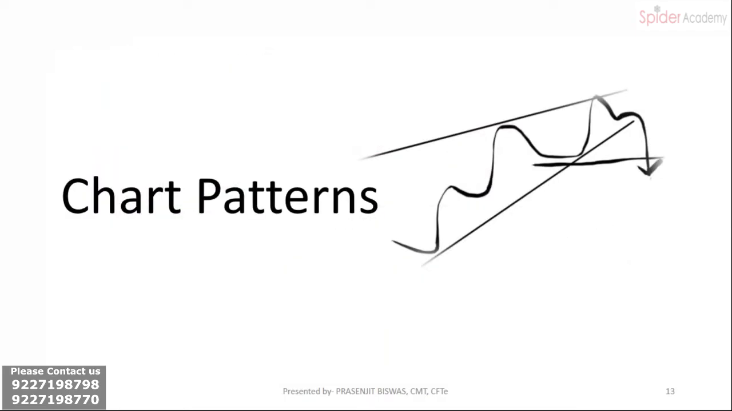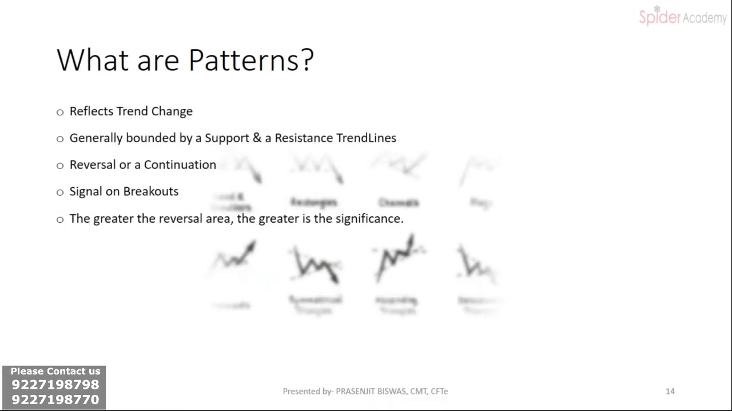And so with this, I will move on to the section of patterns, and we'll look at what types of patterns there are. So what is a pattern? Basically, a pattern is just a geometrical shape which reflects the trading behavior of the market participants. It is generally bounded by a support and a resistance trend line, two lines confining the price movement, and if it takes a certain geometrical shape, then we call that a pattern. Patterns could be either a reversal or a continuation, and the signals are generally taken on the breakout, like I said.